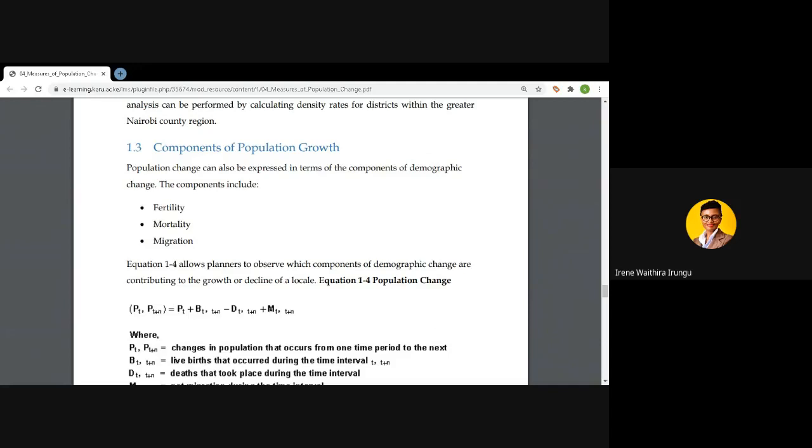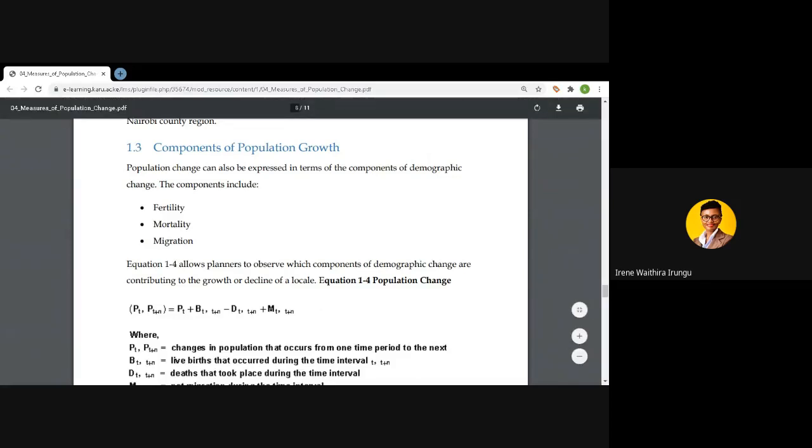So again, if your population is exposed to a high death rate, then you expect that population to reduce. The other component is migration, which can be inwards or outwards. So in-migration results in an increase in the population. Outmigration leads to reduction in the population.